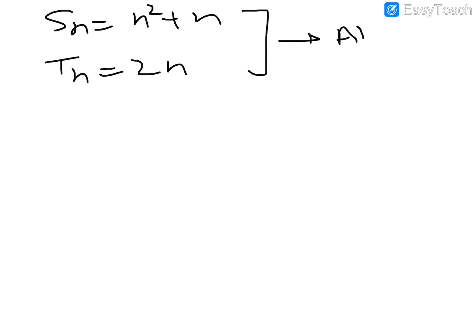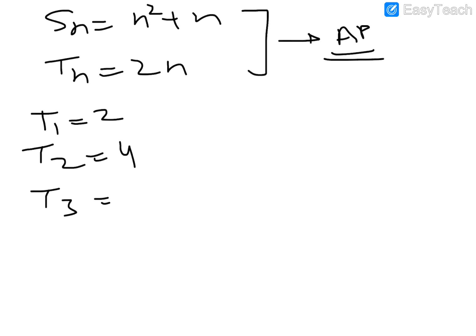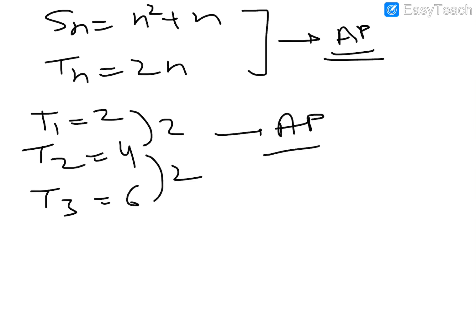How come? See, if I find T1, that is 2, T2 is what? 4, T3 is what? 6. Now what is the difference? 2, 2. So that's why it is an AP. Now look at one interesting thing.